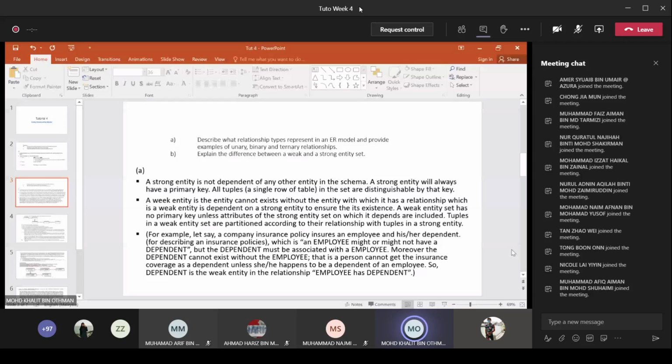Meaning here, dependent is the weak entity and employee is the parent entity. Employee is a strong entity, and employee is a parent entity to the dependent entity. That is, a person cannot get insurance coverage as a dependent unless she or he happens to be a dependent of an employee. So dependent is the weak entity in the relationship: employee has dependent. These are the differences between a weak and a strong entity.